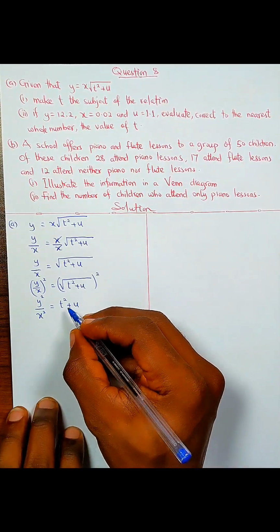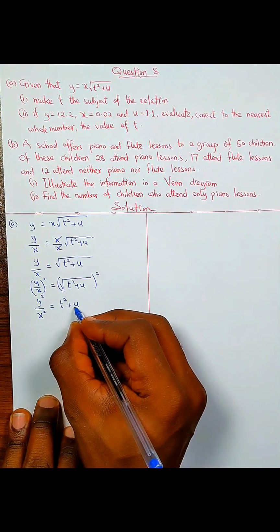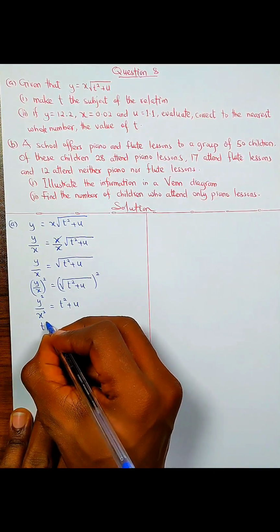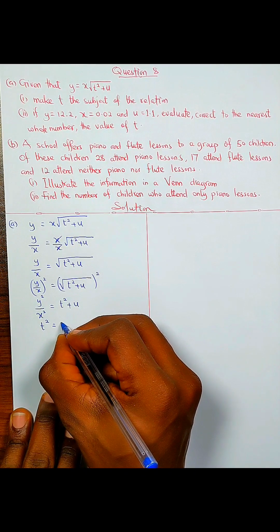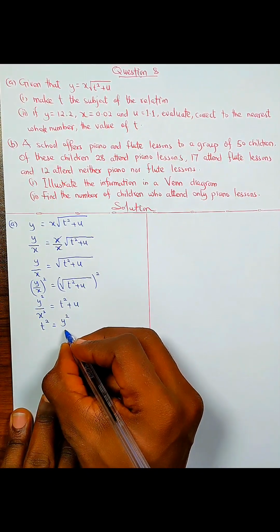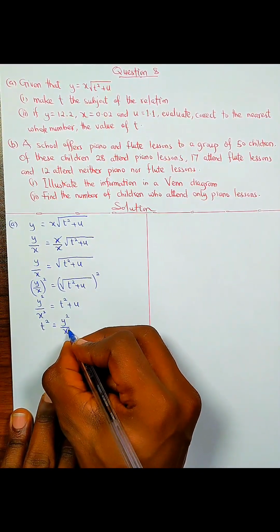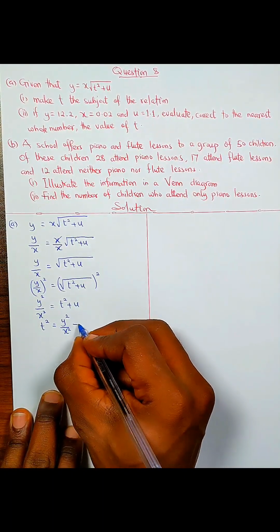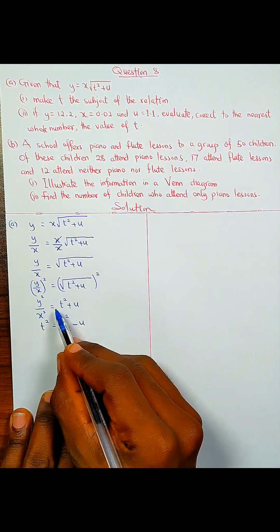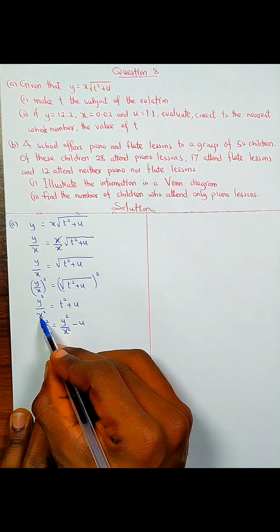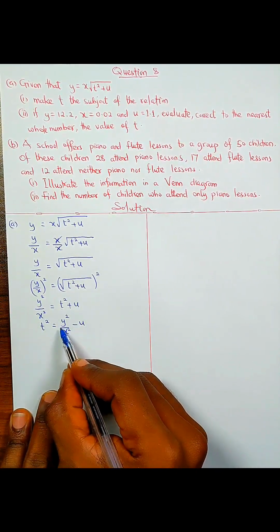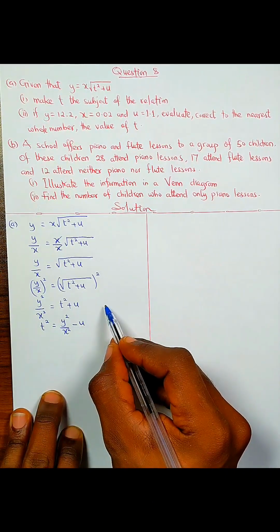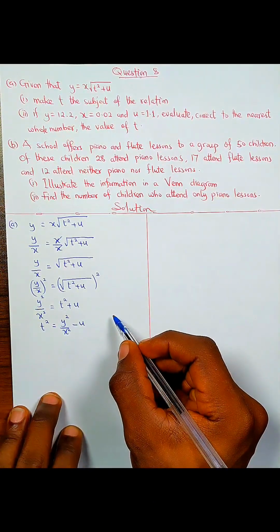The question says to make t the subject. So I can just take this to the other side of the equation. Rewriting it, I'll get t squared is equal to y squared over x squared, then I took this u to the side, it became a negative, so minus u. So t squared is equal to y squared over x squared minus u. I've changed the position of the t squared, brought it to the left and the other to the right hand side.